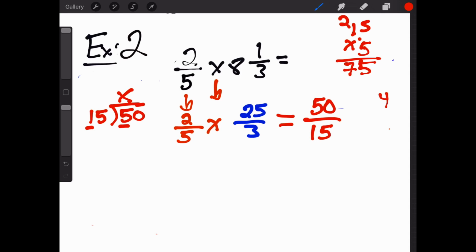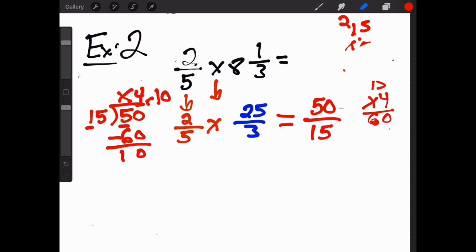So now I'm going to do 4 times 15. 4 times 5 is 20. Regroup 2. 4 times 1 is 4, plus 2 is what? 6. So it works out. 60 works. Okay. So I'm going to put the 4 here, 60 here, and I get remainder 10. Let me just erase this here. Okay. I get remainder 10.